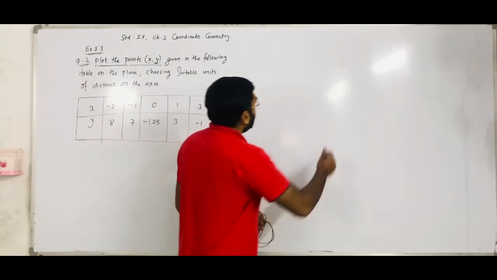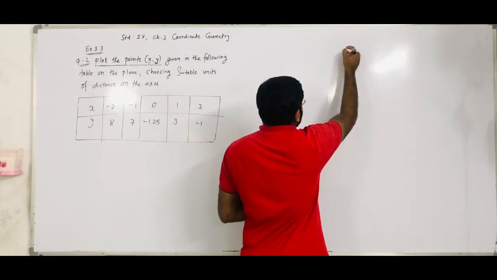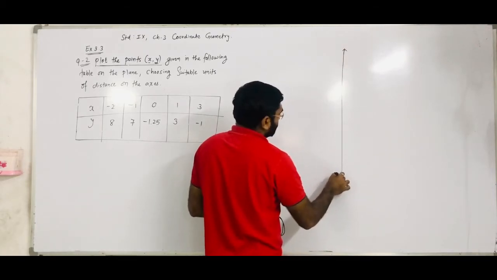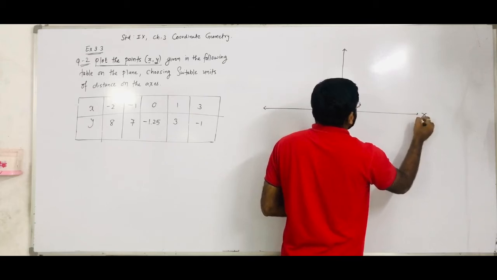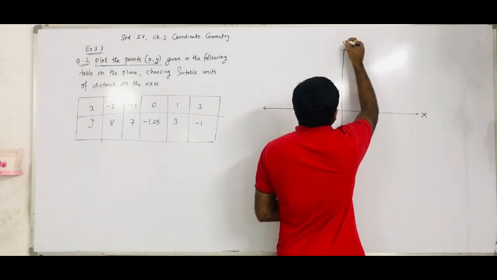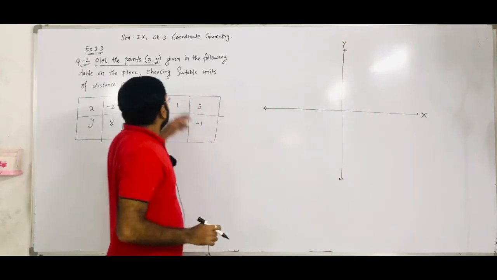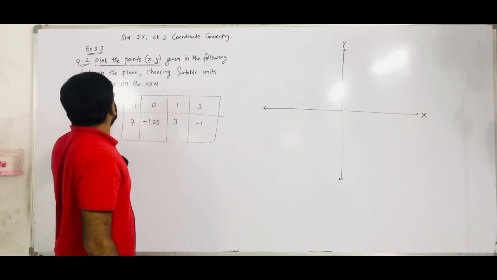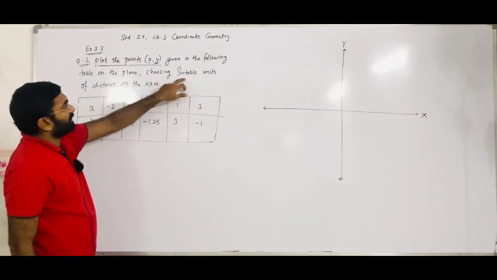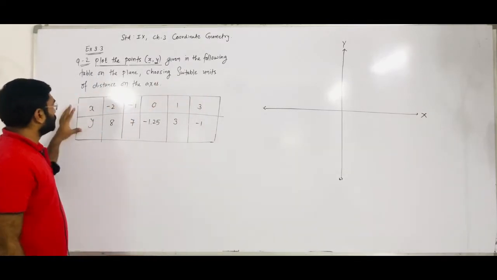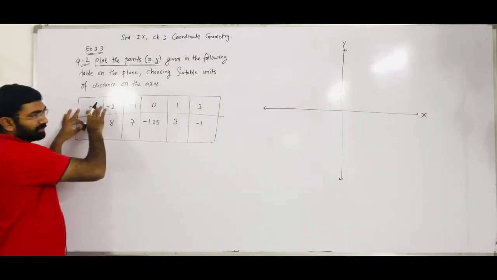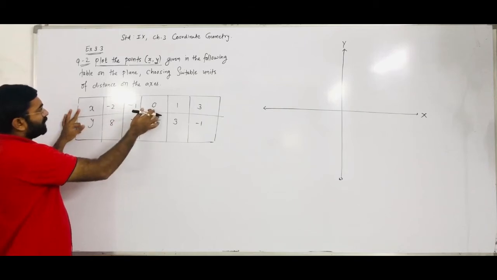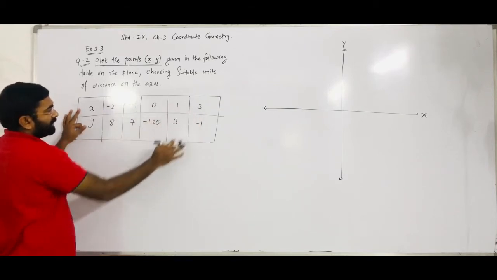So here I draw the plane, the Cartesian plane. Here I am drawing the two axes, the x-axis and the y-axis. On the x-axis and y-axis, we can take the distance as suitable. So for that, what do we have to do? Observe here. The x coordinates of all these points are given here: 0, minus 1, minus 2, 1 and 3.